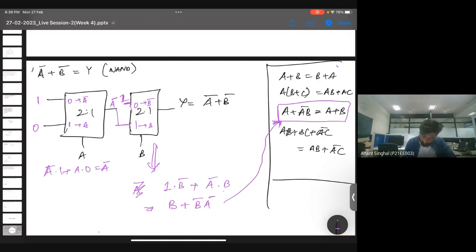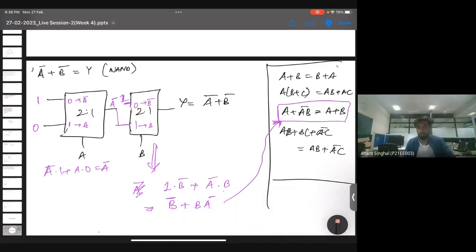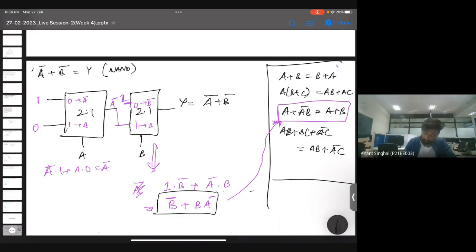Oh, I've written it wrong. It is b bar plus ba. So anyone, can you tell what will be the output using this property? So it is written as b bar plus ba.